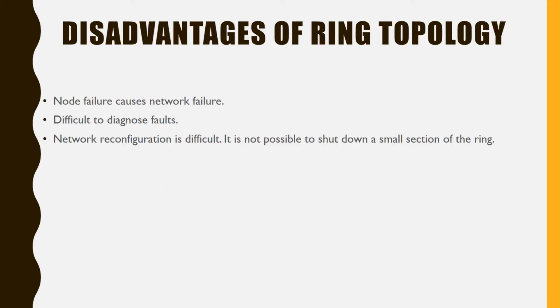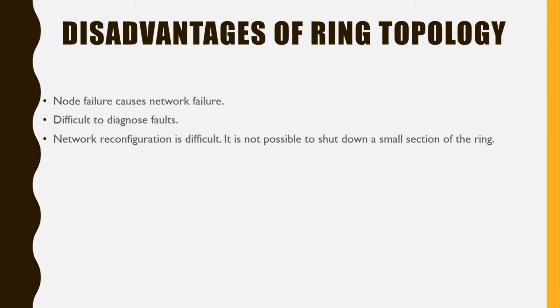Now the disadvantage of ring topology. The main disadvantage of ring topology is that even if one of the nodes fails, the whole network is down. That means malfunctioning of a single node, or if any node needs to be detached or separated from the network, the whole network becomes down because of the lack of connectivity between the nodes.